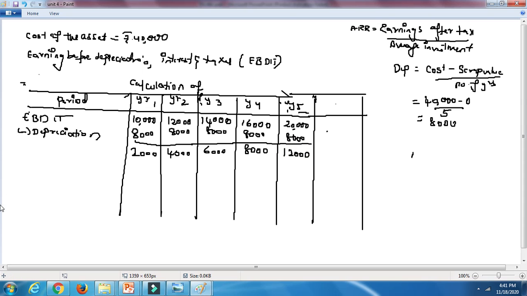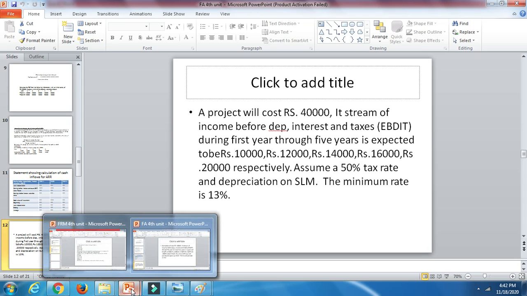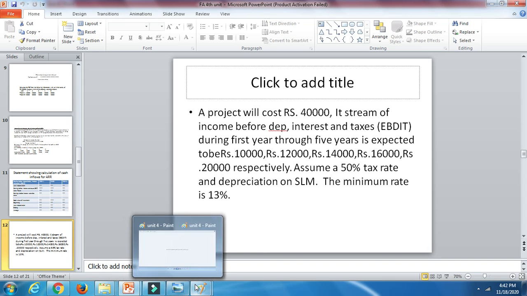Okay, so now we need to deduct the tax. What tax has been given? I have not written it over here. Tax rate has been given, 50%. If you see this, I'll just show you. Tax rate, how much has he given? 15%. So let's take that 15% as such.